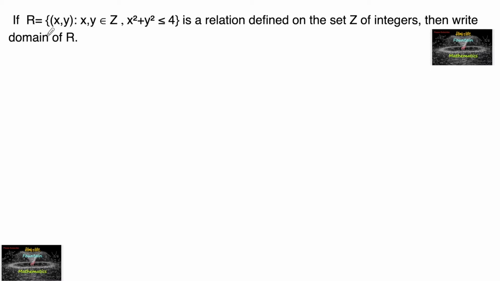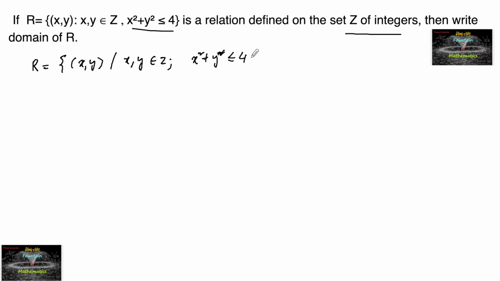If R is equal to a set with ordered pairs (x, y), where x and y are integers, and x square plus y square is less than or equal to 4, is a relation defined on the set Z of integers, then write the domain of R. R is equal to a set with ordered pairs (x, y), where x and y are integers, and x square plus y square is less than or equal to 4.